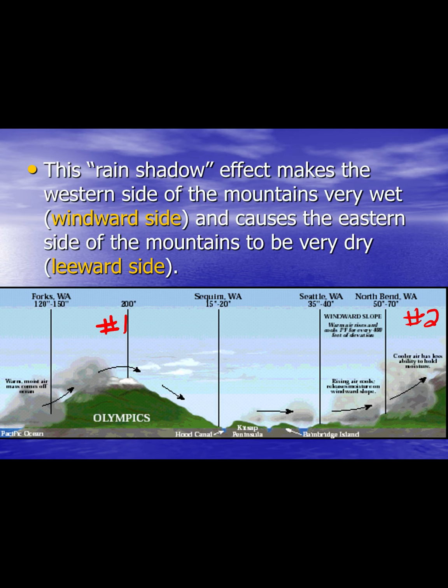And we can see this in rainfall. So the rain shadow effect makes the western side of mountains very wet. This would be the windward side. Okay? The side that is the rain shadow side, this would be the leeward side. Okay? And we can see this in rainfall.